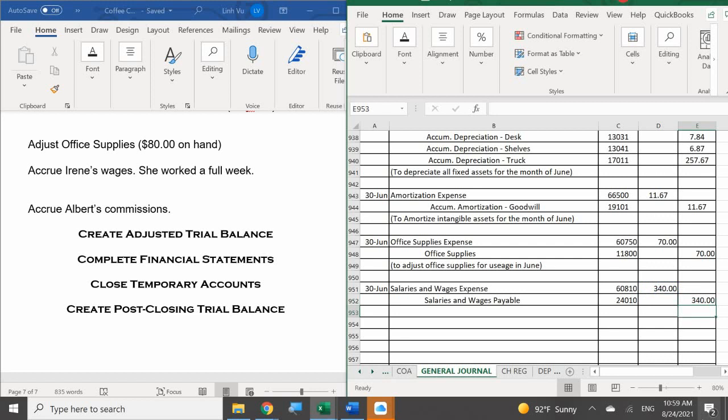Okay? But I'm not going to calculate the amount of taxes yet because she's still earning. It's not her paycheck date yet. So in this case, she's earned so far $340 for her salaries and wages expense. Okay, and I owe her for that $340.